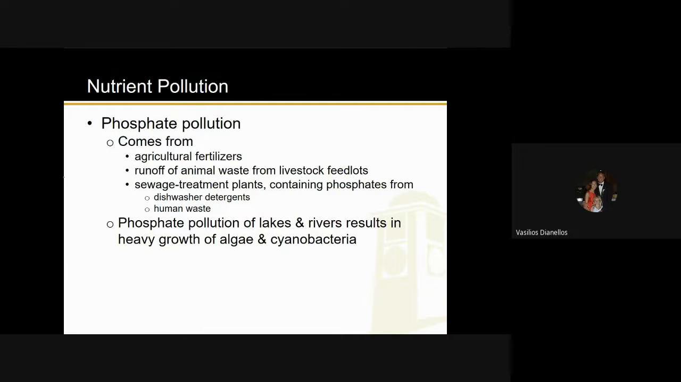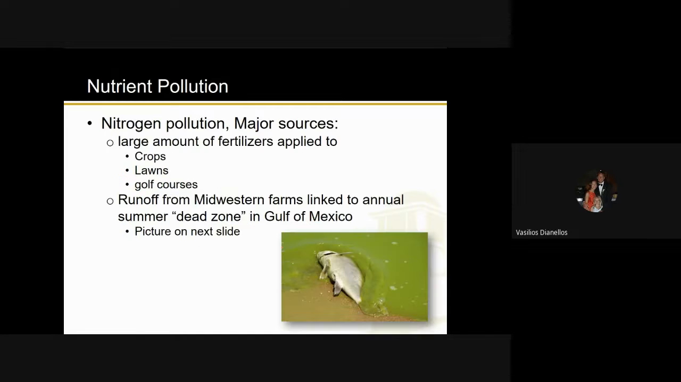First thing we're talking about is phosphate pollution. That comes from fertilizers. It comes from the runoff of animal waste, again, like you learned from the chicken farms in that video. It also comes from us, sewage treatment plants containing phosphates, not just from our poop, but also from things like dishwasher detergents, laundry detergents, stuff like that. So anyway, obviously it's a problem. Obviously humans are the cause of it. And phosphate pollution of lakes and rivers results in the heavy growth of algae and cyanobacteria. And again, that might sound good because common sense tells you photosynthetic organisms are a good thing. But again, too much of a good thing is a bad thing.